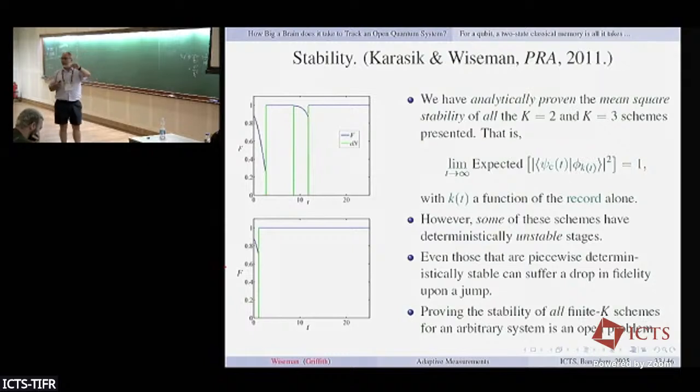If you deviate a little from there, maybe the whole thing just goes haywire? But no, it turns out that they're incredibly stable. So we proved analytically that for all of the particular examples we found, they were asymptotically stable, in the sense that the expected overlap with one of the states you want is always going to go to 1.